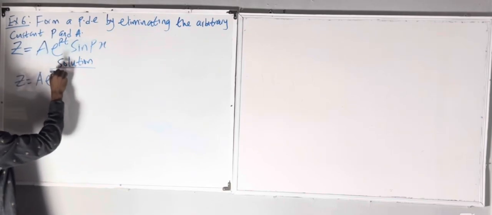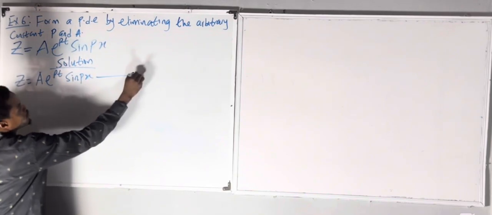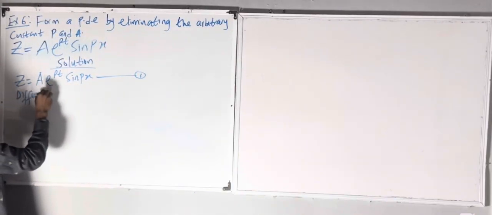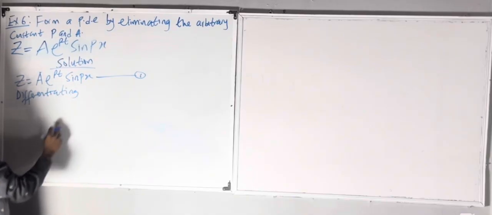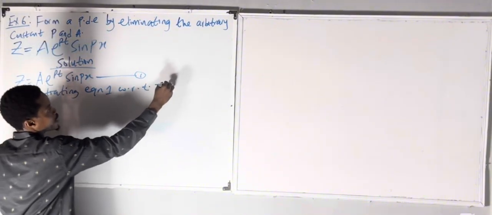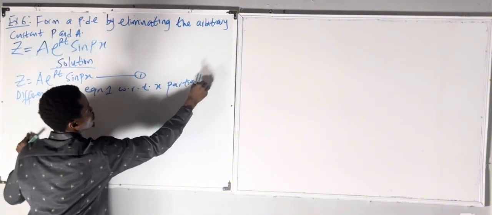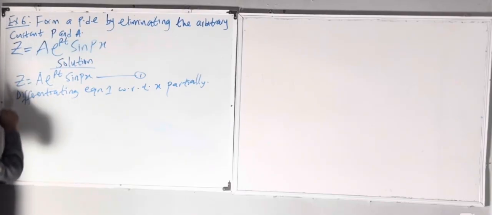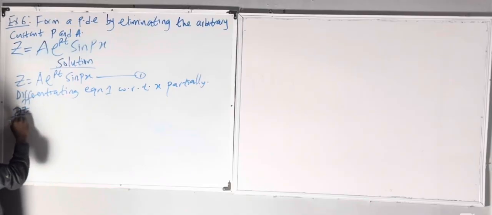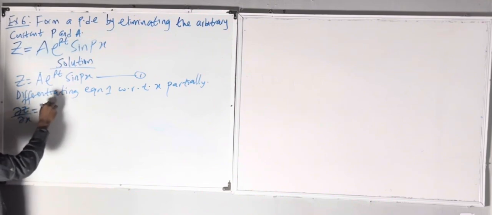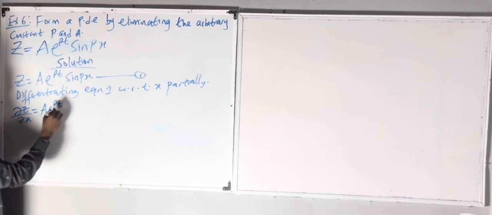A exponential pt sin ps. I can name this one equation 1. I'm going to differentiate equation 1 partially with respect to s. Either way, if I differentiate z, I'm going to have there dz over ds is equal to, if I take this one, this is a product, a exponential pt, and differentiate this.